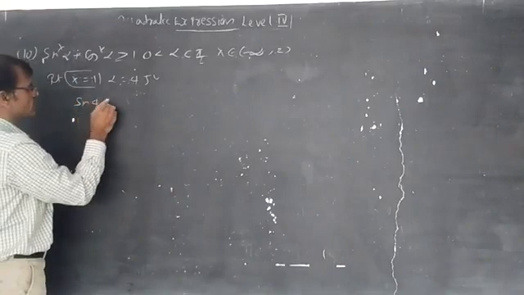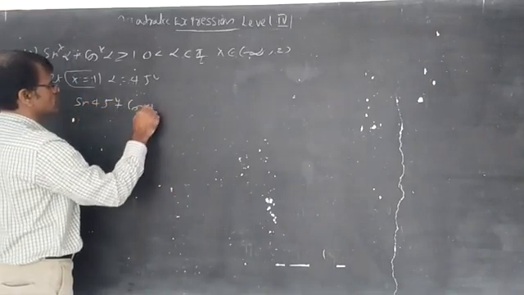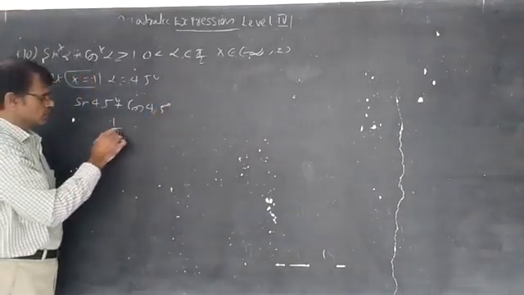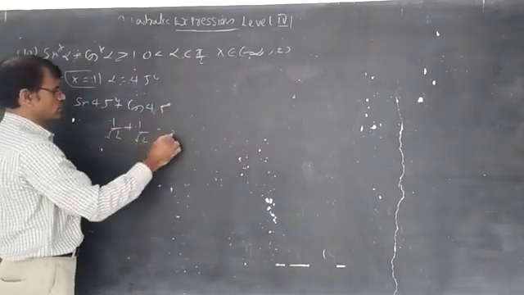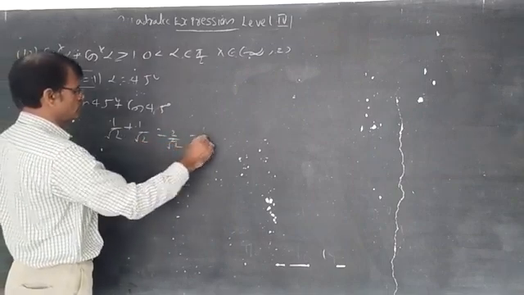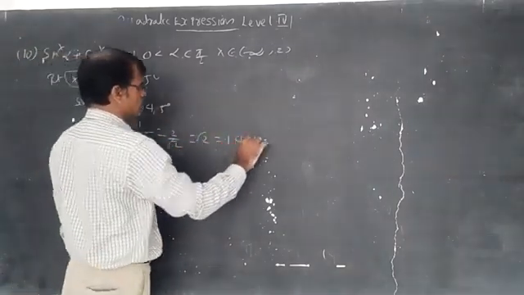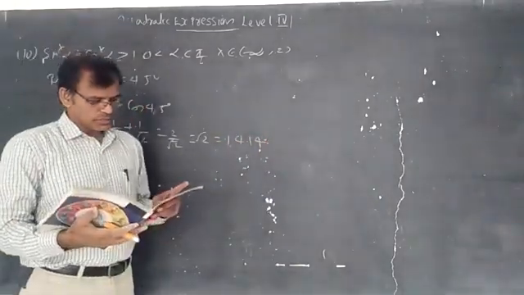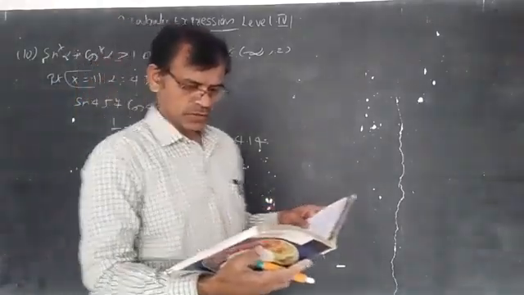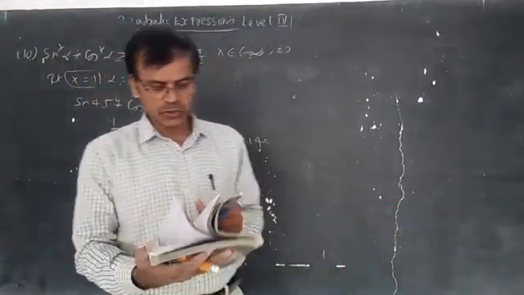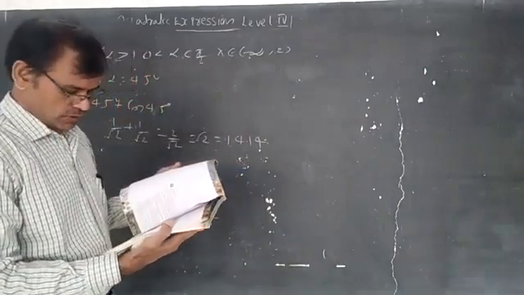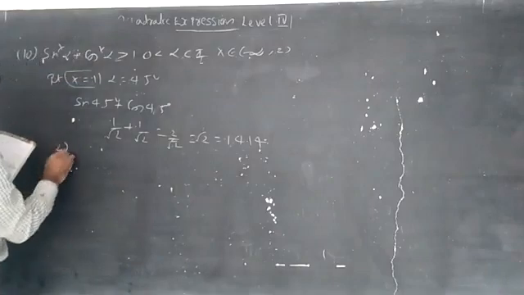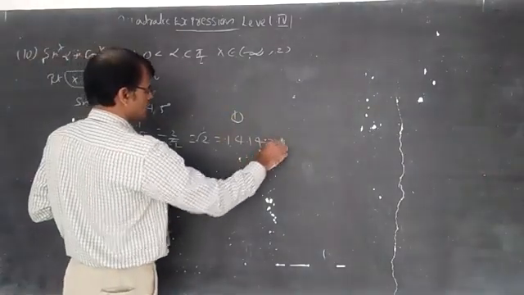So it becomes sin 45 degrees plus cos 45 degrees. You can write 1 by root 2 plus 1 by root 2, that is equal to 2 by root 2, which becomes root 2, that is equal to 1.414. It is greater than 1. Okay, it is true. 10th question, statement 1 is true.